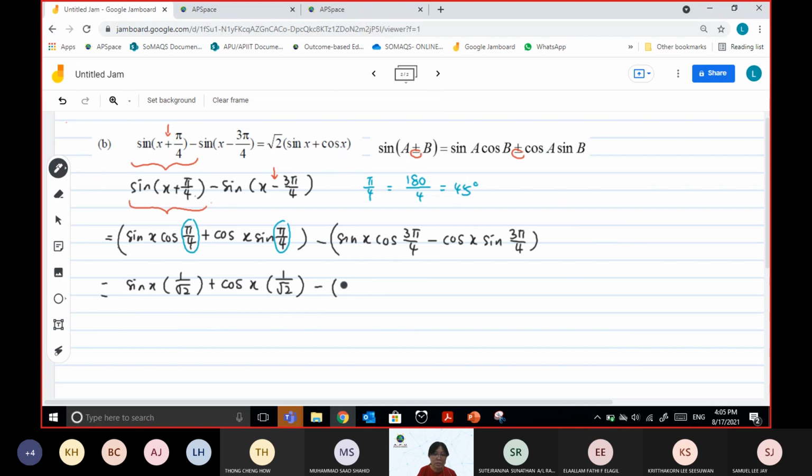How about this part? 3 over 4 pi is equal to what? If you convert it into degrees, you follow the formula. 3 over 4 times 180 is actually 135.